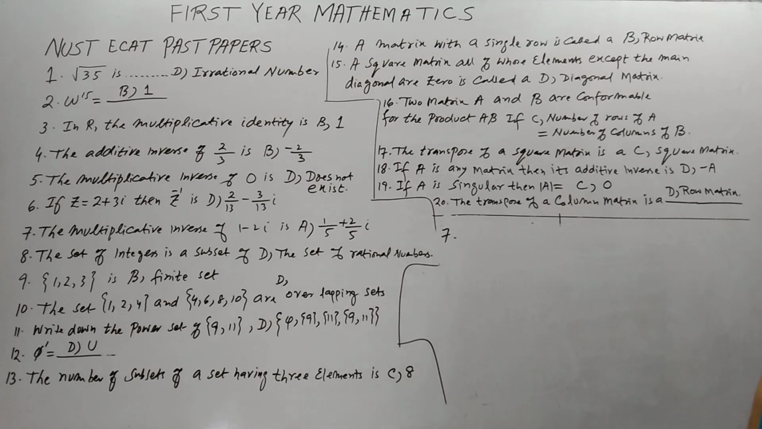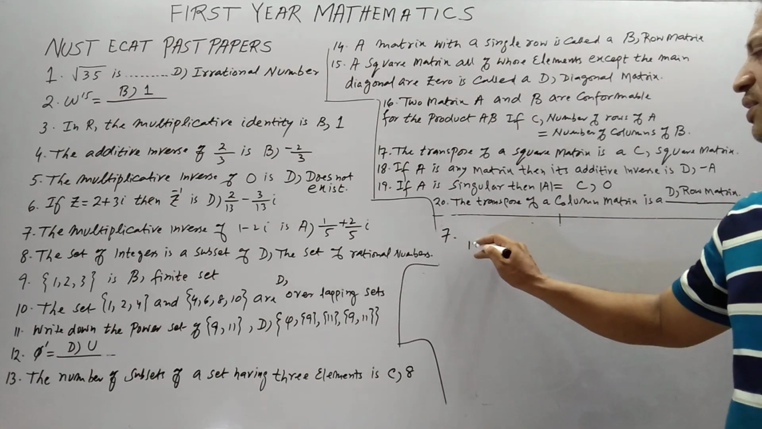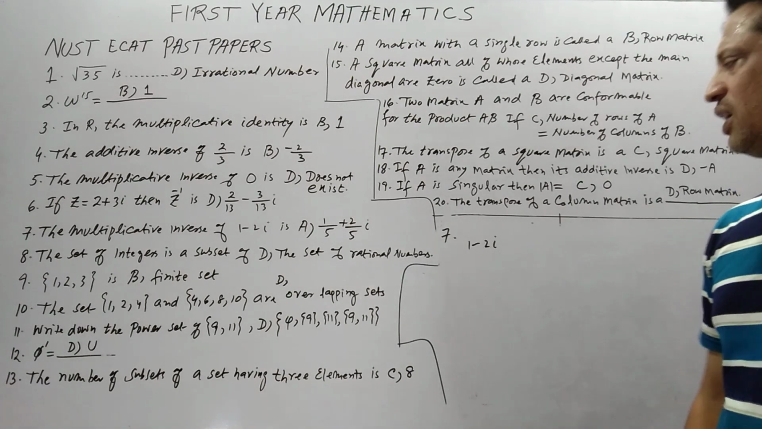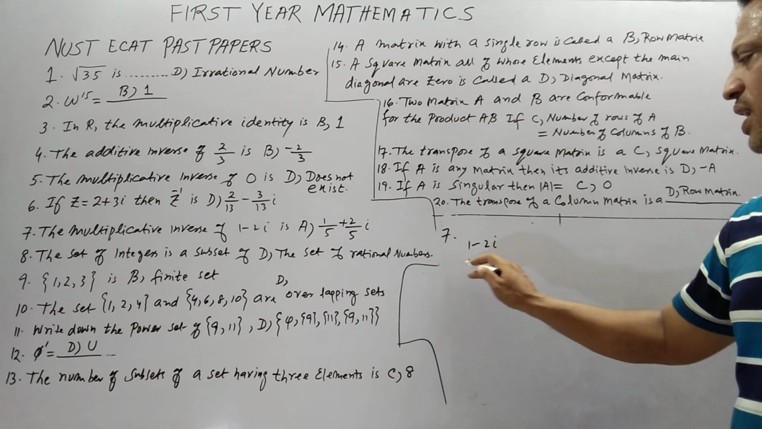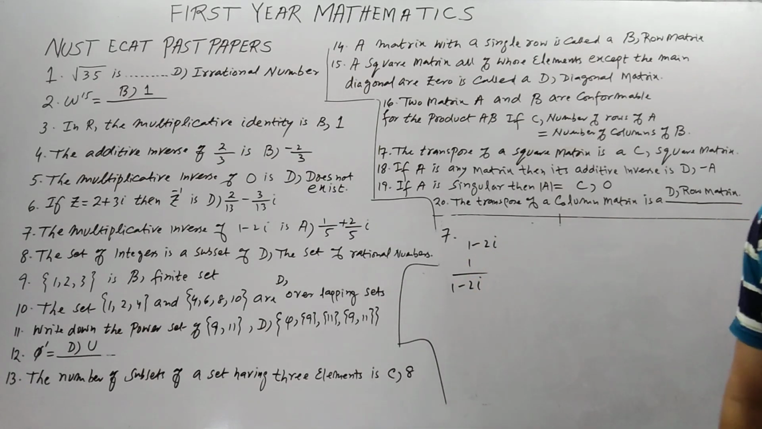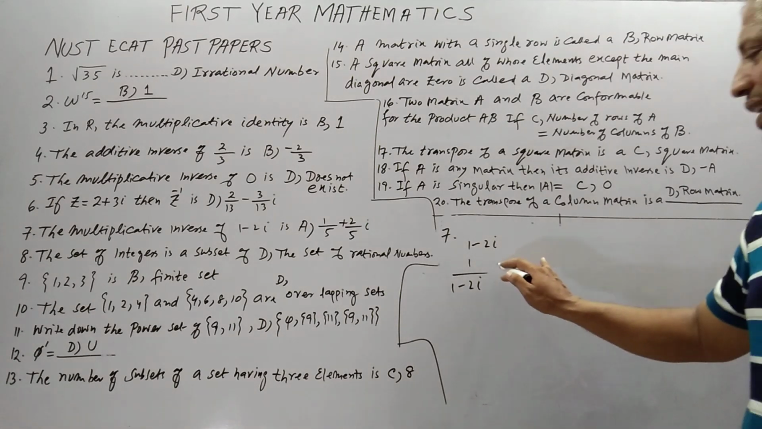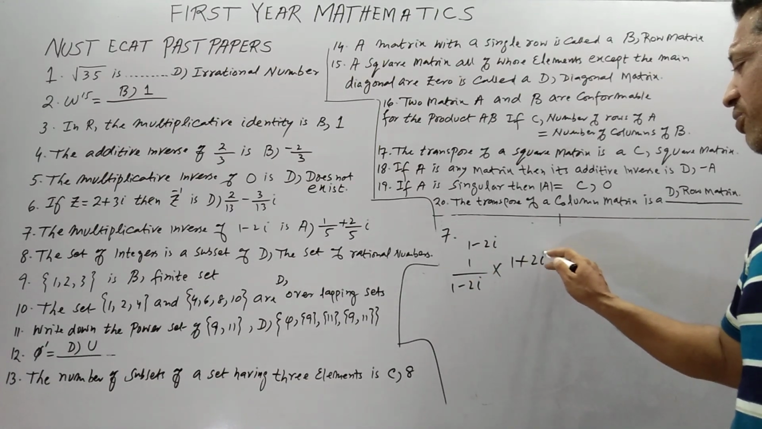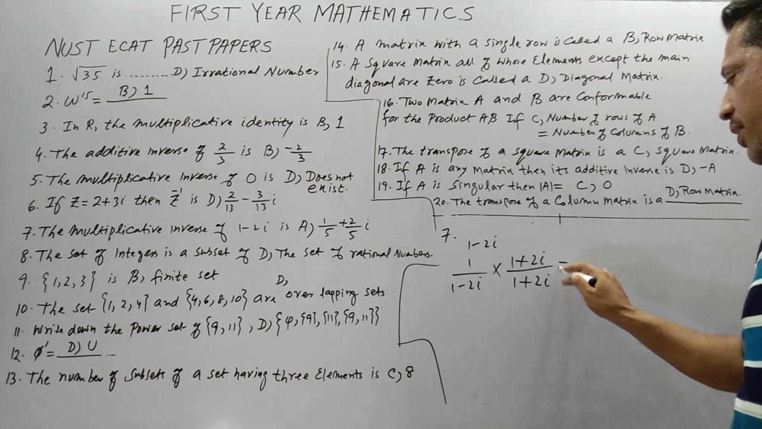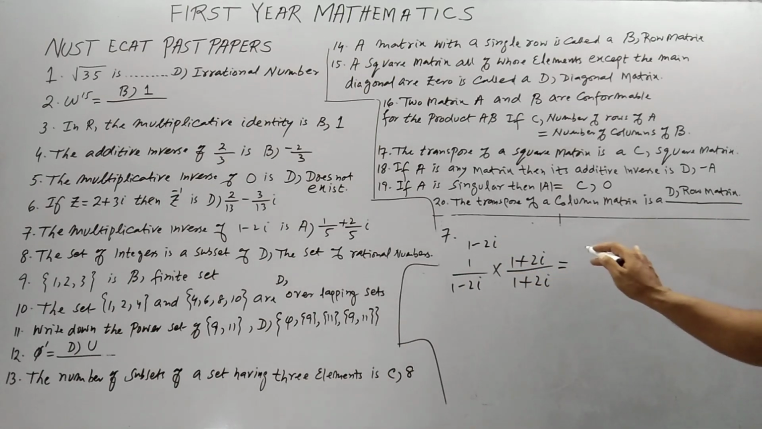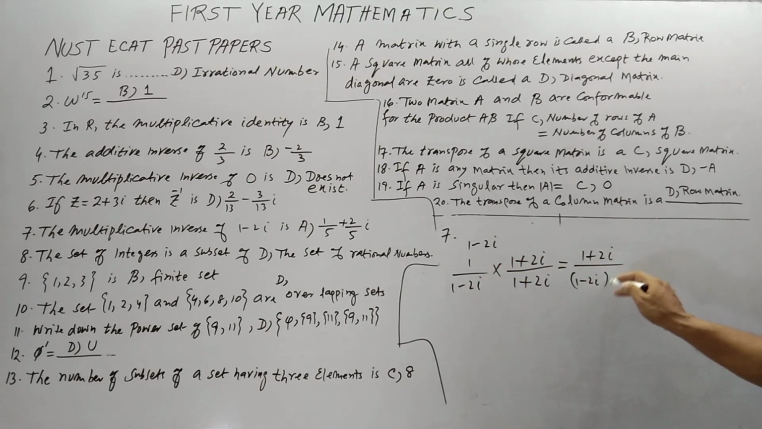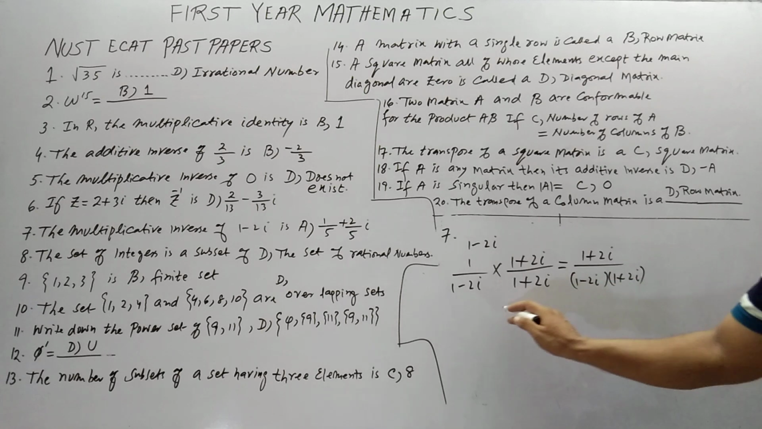The multiplicative inverse of 1 minus 2 iota. Again, how to find the multiplicative inverse? Just find the reciprocal, like 1 upon 1 minus 2 iota. So how to convert 1 upon 1 minus 2 iota? Just rationalize this with the opposite sign of the denominator. 1 minus 2 iota becomes 1 plus 2 iota, and 1 plus 2 iota. 1 plus 2 iota multiplied by 1 is 1 plus 2 iota. And 1 minus 2 iota multiplied by 1 plus 2 iota.